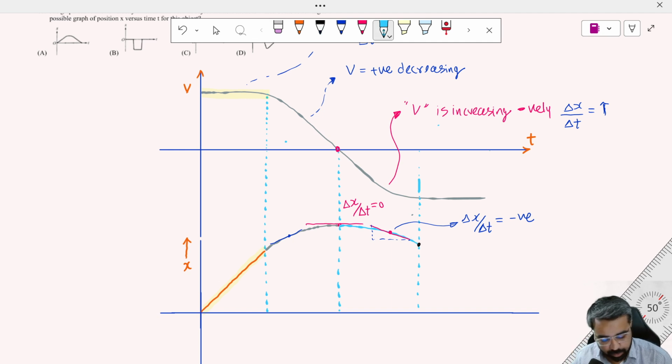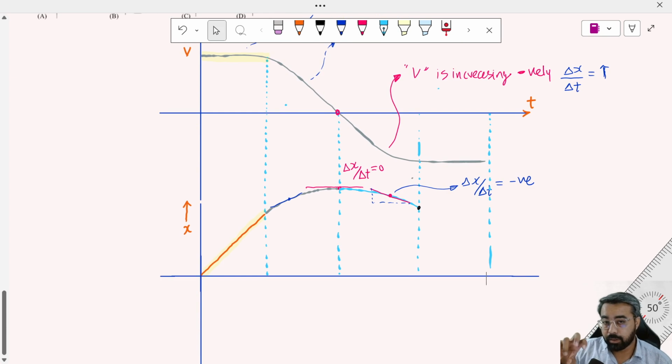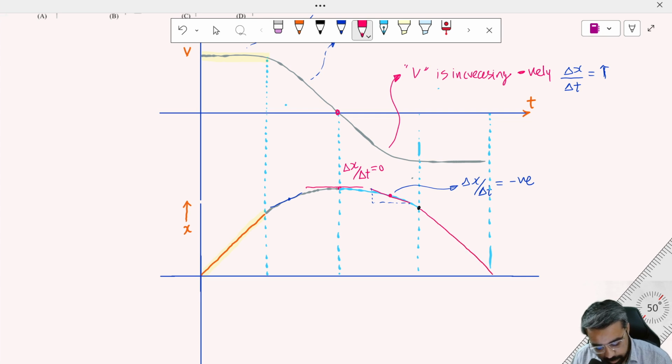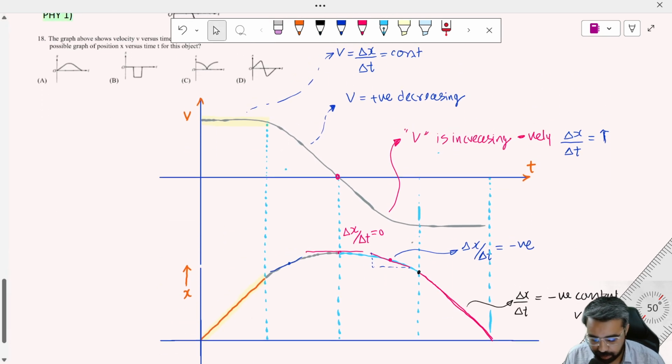Last but not least, what is the last segment of the motion, during which the velocity is once again a constant value, but a negative constant value. A negative constant value means our line must be like this, because only this graph will give us a negative value of velocity. So rise over run, delta x over delta t, is a negative constant value, which we see from the velocity time graph. Only one graph matches with this shape of position time graph, and that is obviously option A.